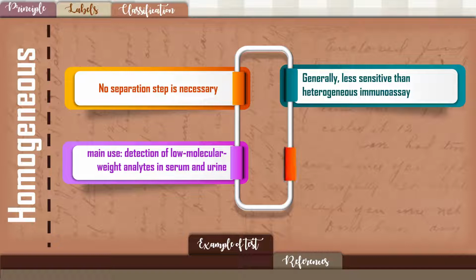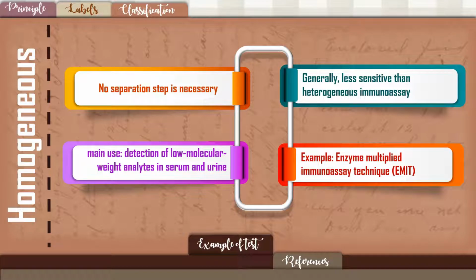The Syva Corporation developed the enzyme multiplied immunoassay technique, also known as EMIT, as an example of homogeneous assay. Homogeneous assays are based on the principle of change in enzyme activity when a specific antigen-antibody combination occurs.